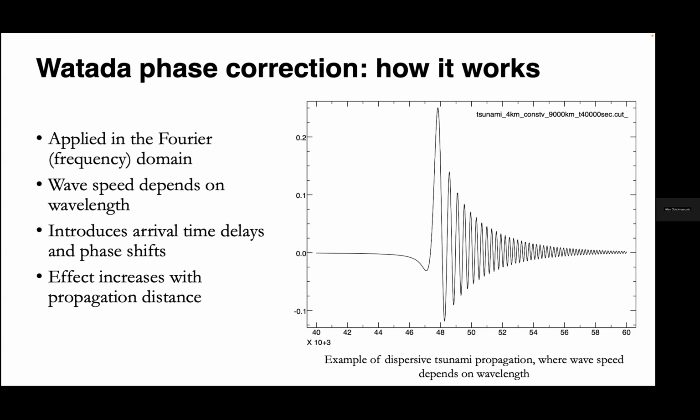So how does the Watada correction actually work? This approach operates in the Fourier domain where the tsunami signal is represented in terms of wavelengths, and the phase of each component is adjusted depending on its wavelength, which effectively changes the wave speed and introduces dispersion into the signal. The result is a small delay in arrival time and a subtle phase shift in the waveform, and these effects become more pronounced as the propagation distance increases. We see this in the example figure here on the right, where the waveform spreads out and becomes more oscillatory as it propagates.